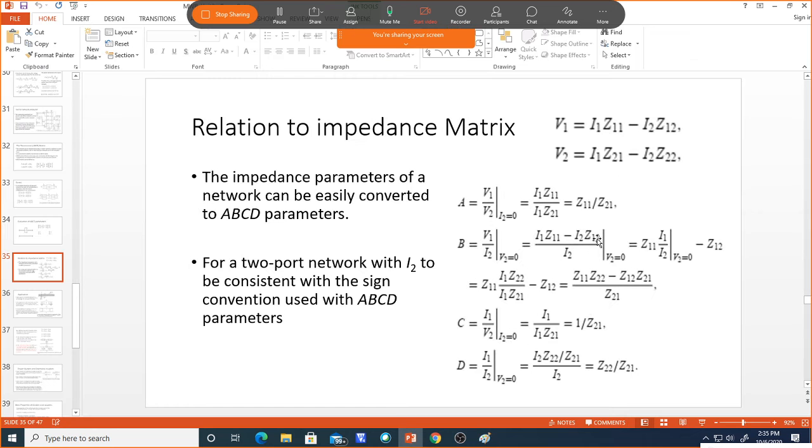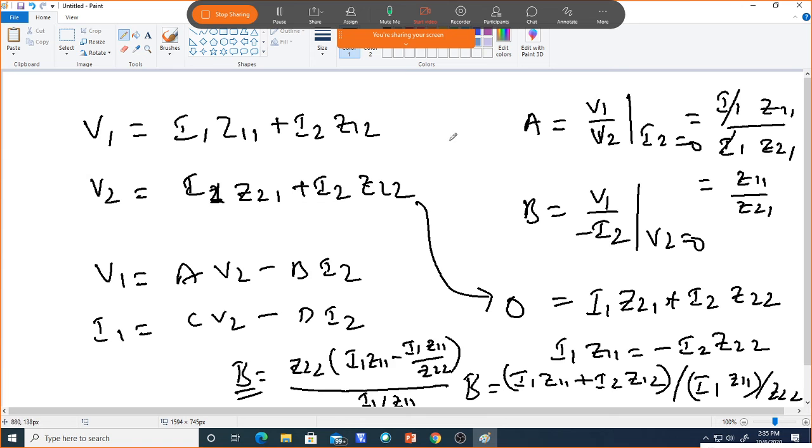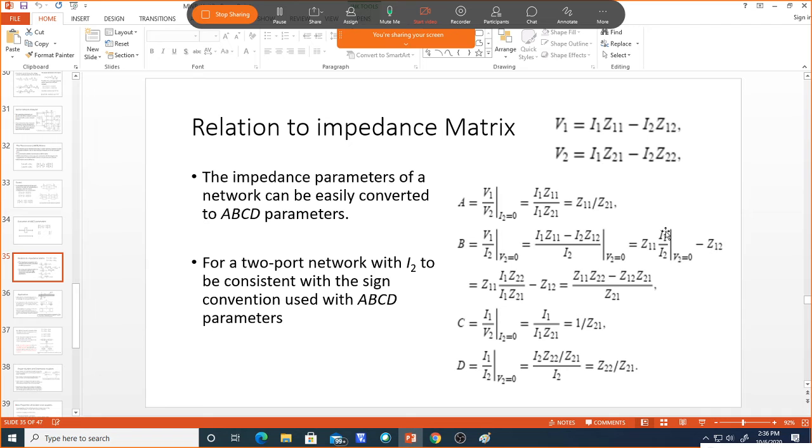So we get I1 by I2 when V2 equal to 0, which will be equal to Z12. If you simplify this by taking I1 outside, the terms cancel each other, and you get Z22 into 1 minus 1 over Z22, and this will become minus Z12. So B equal to minus Z12. How that Z12 comes out, let us see.